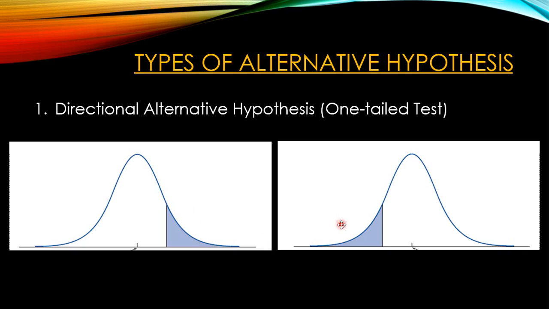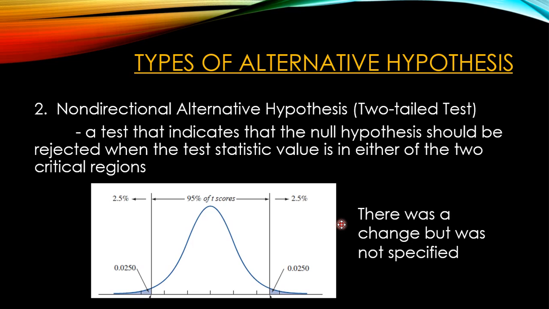Now, the second type of alternative hypothesis is the non-directional alternative hypothesis, or we also call this as the two-tailed test. It is a test that indicates that the null hypothesis should be rejected when the test statistic value is in either of the two critical regions. Nasa magkabilang side ngayon ang ating critical region. Kaya ang tawag dito ay two-tailed test kasi sa normal curve natin, sa kanyang mga buntot, sa magkabilang side ng normal curve natin, naandun ang critical region natin.